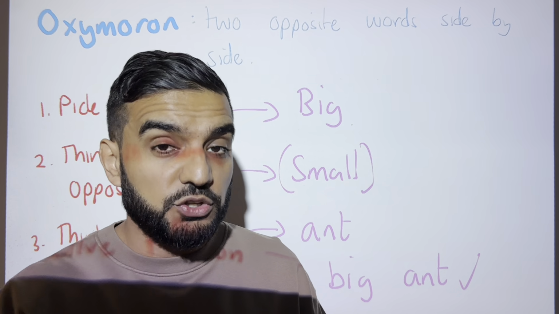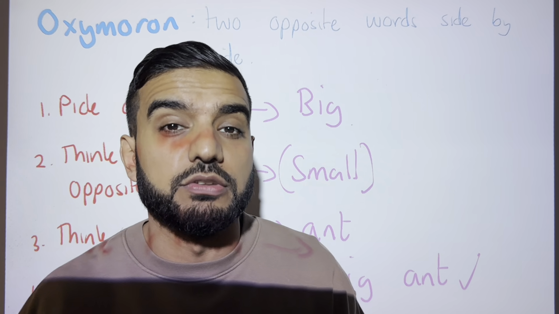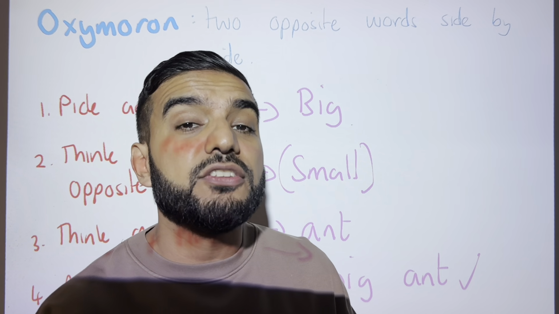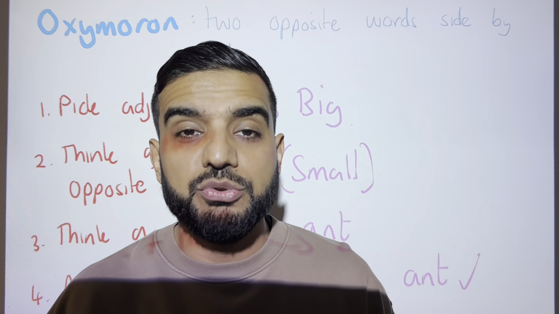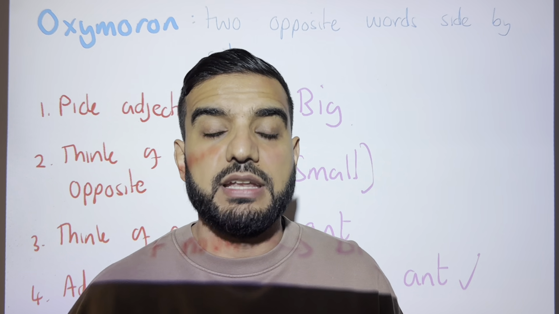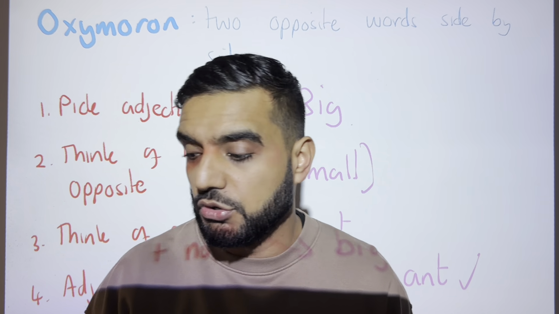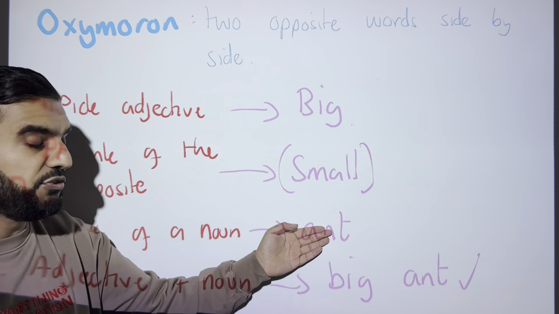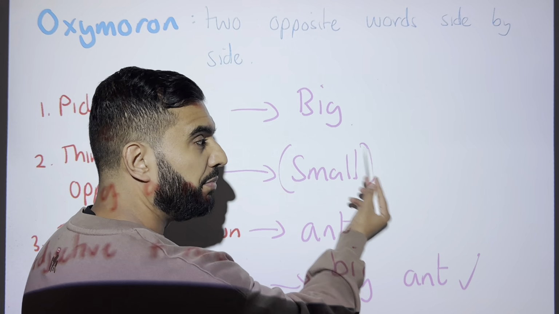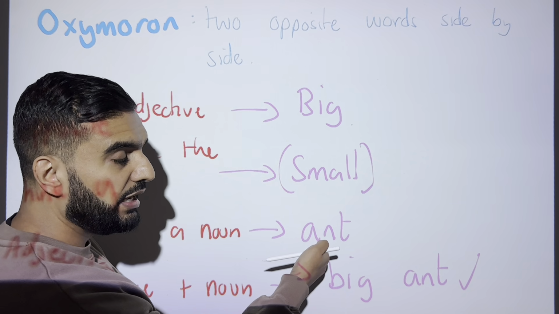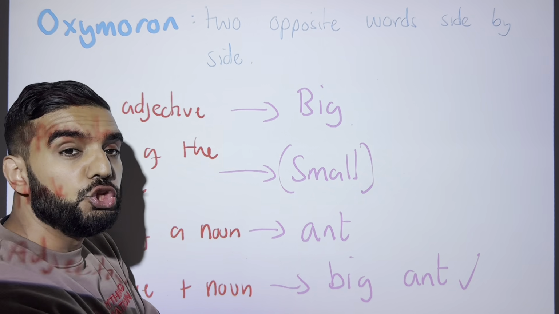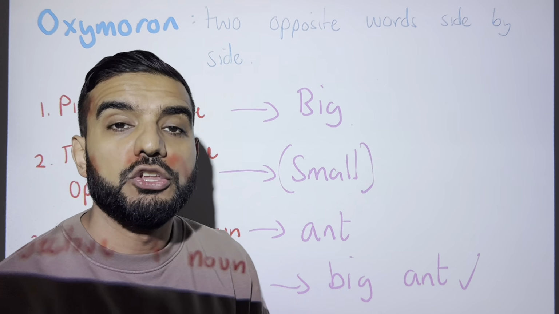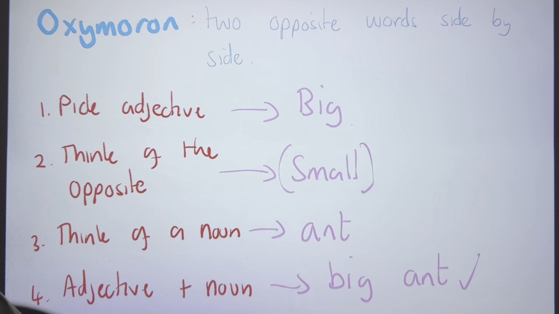So many students, you might be one of them, avoid oxymorons. They know what it means, but they haven't got the confidence to execute it in an exam. What you do, adjective, opposite noun, done. There you have your oxymoron. Adjective, opposite noun. This helps because this helps you zoom in to the kind of noun you are looking for. And then when you put those words together, your oxymoron has been created.